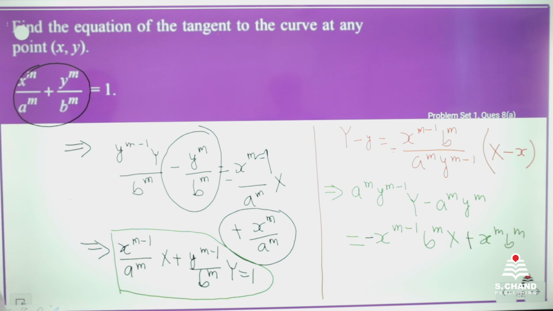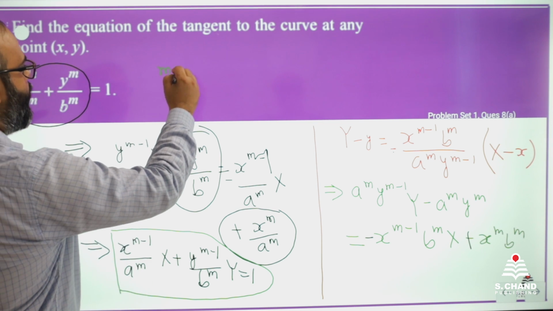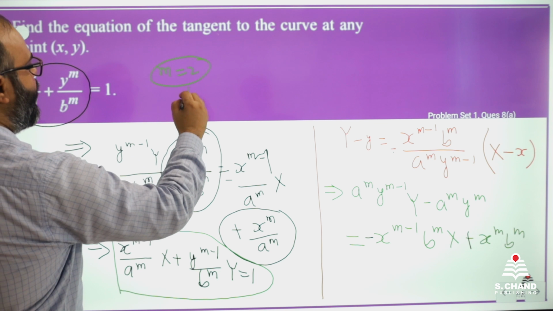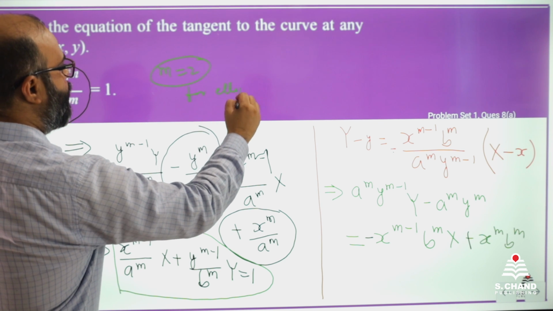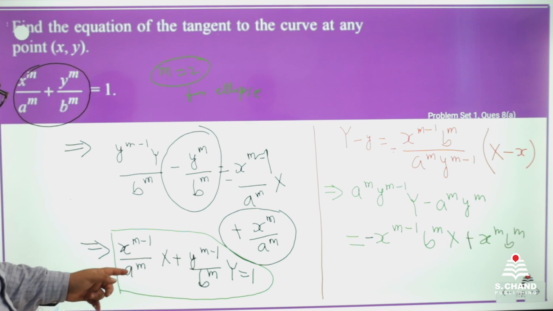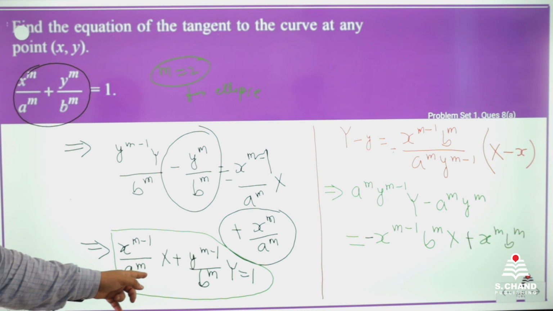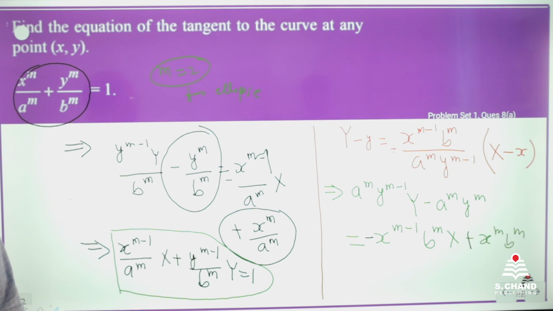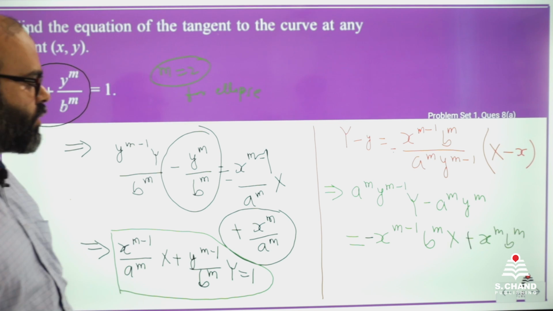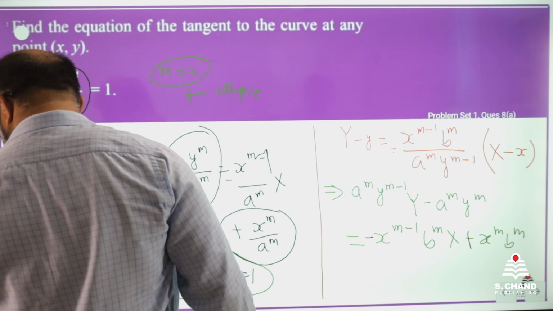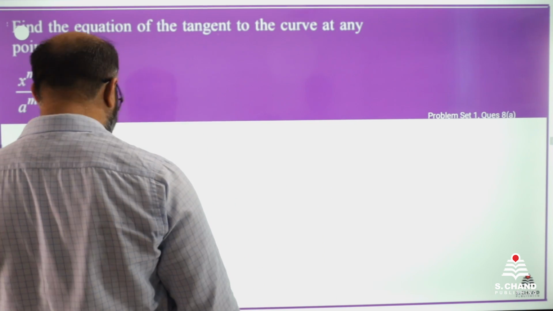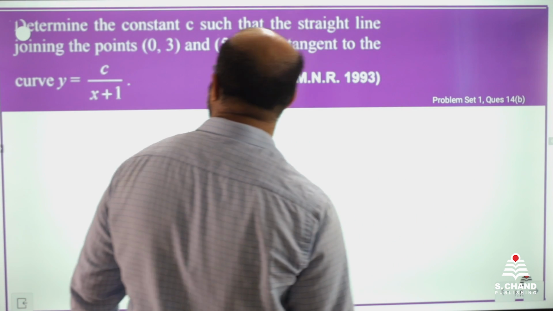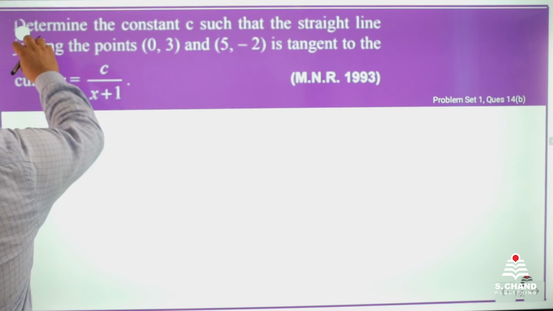Suppose it is an ellipse, x square by a square plus y square by b square equal to 1, that is m is equal to 2 for ellipse. If you take m is equal to 2 for ellipse, then in that situation this will become x x1 by a square plus y y1 by b square is equal to 1, which is the equation of the tangent to the ellipse. So this is a general situation here which we are getting. In ellipse, we were having a particular situation.